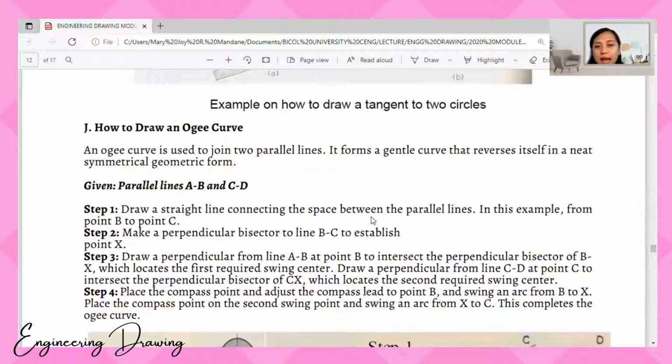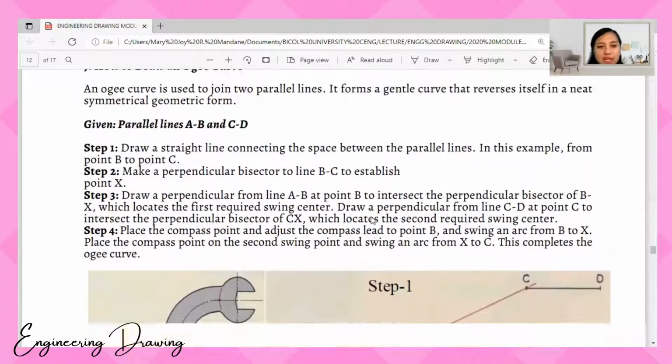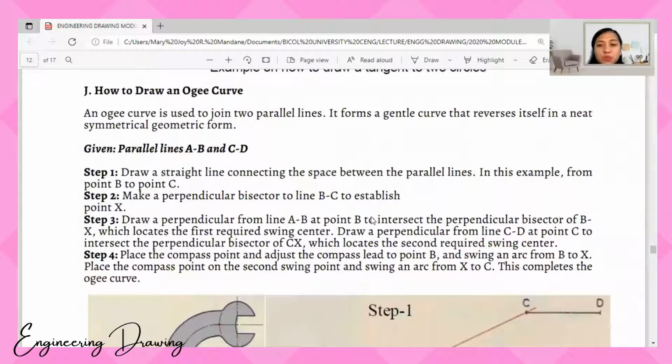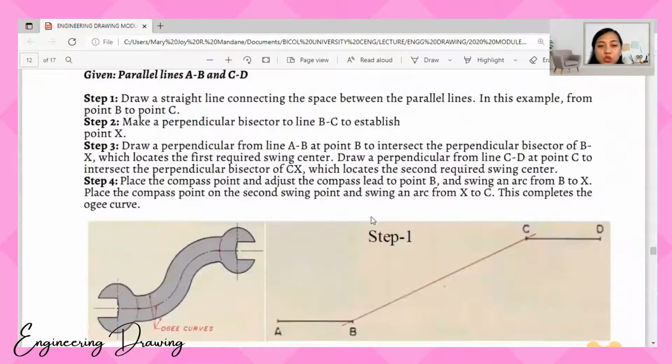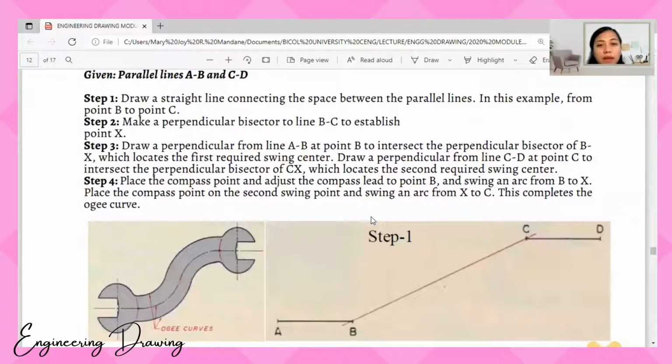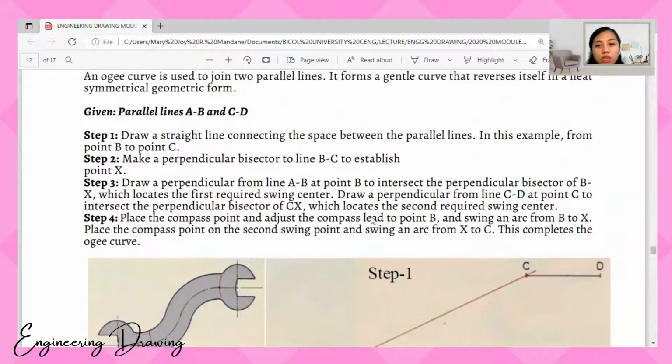Given the parallel lines A, B and C, D. Step 1: draw a straight line connecting the space between the parallel lines, in this example from point B to C. Step 2: make a perpendicular bisector of line B to C to establish point X. Then draw a perpendicular from line A to B at point B to intersect the perpendicular bisector of B to X, which locates the first required swing center.